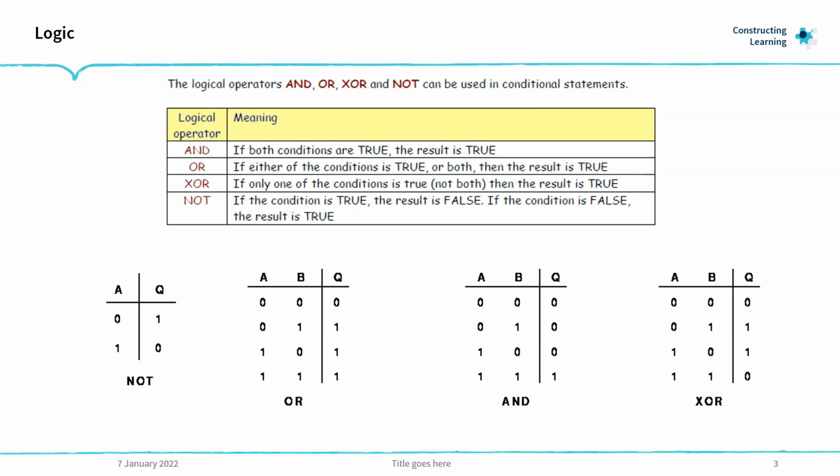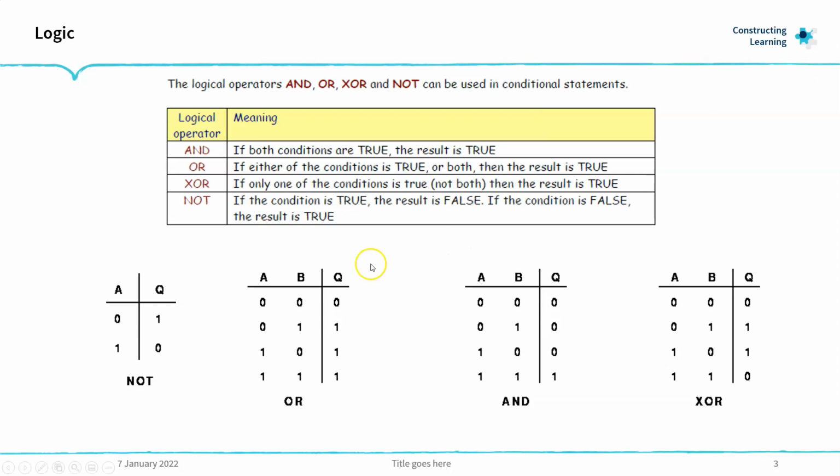So the first one is an AND operator. This means that both conditions need to be true for the result to be true. OR means that if either of the conditions is true, or both, then the result is true. XOR means that if only one of the conditions is true, then the result is true. However, if both of the conditions are true, then the result is false. And NOT means if the condition is true, the result is false. If the condition is false, the result is true.